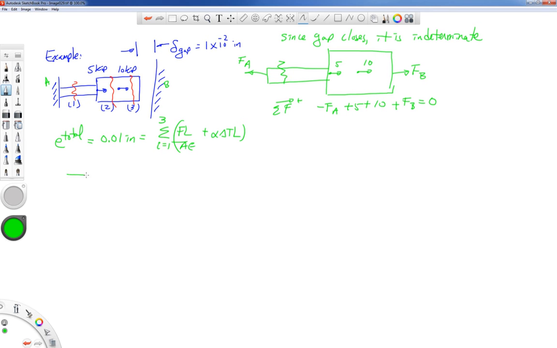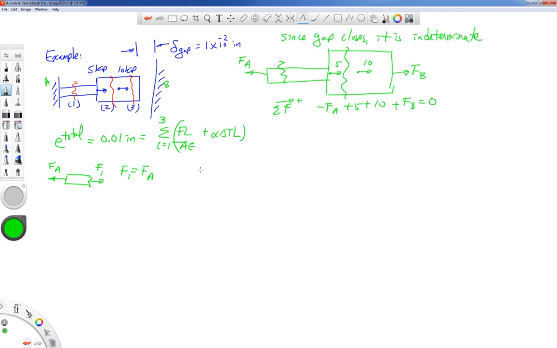I'm going to cut inside section number 1. And from this picture, F1 is equal to FA. Just assuming F1 goes to the right. That may or may not be correct. As a rule, I always like to assume that the forces cause positive stresses in the material, positive deformations.